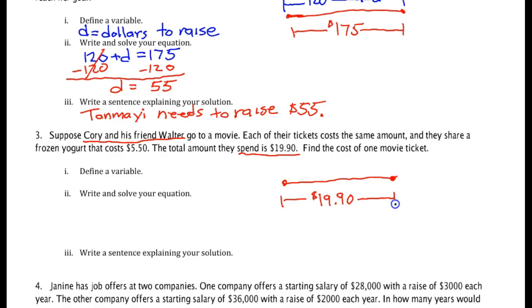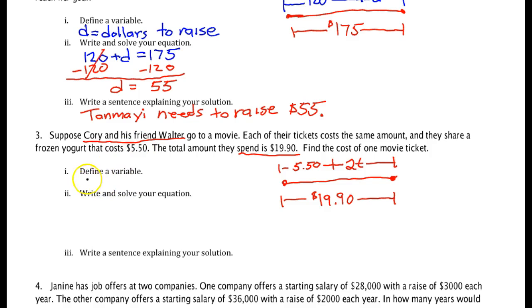So we know the total amount is $19.90. We know that $5.50 was spent on frozen yogurt. And we know that there were 2 tickets, because there's 2 people. So the difference here is I'm going to put 2 times T, 2T, instead of just doing plus M or plus D, it's going to be plus 2T.